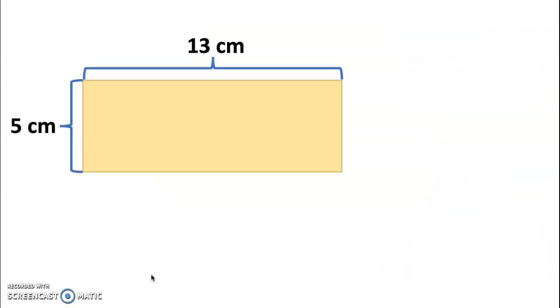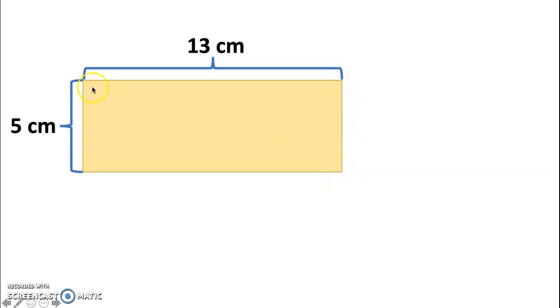Let's look at this first example. I have a rectangle, and I have been given two lengths. I see that the length of this side right here is 13 centimeters. We are measuring with centimeters. And I see that the length for this short side right here is 5 centimeters, okay? I need to try to figure out what the length of this side down here is and what the length of this short side right here is.